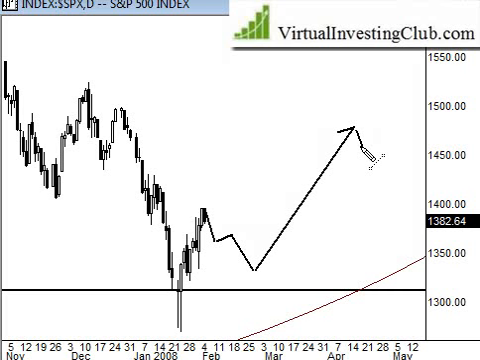So that's our short-term market update for the S&P 500. Dow is going to be looking very similar, NASDAQ as well.